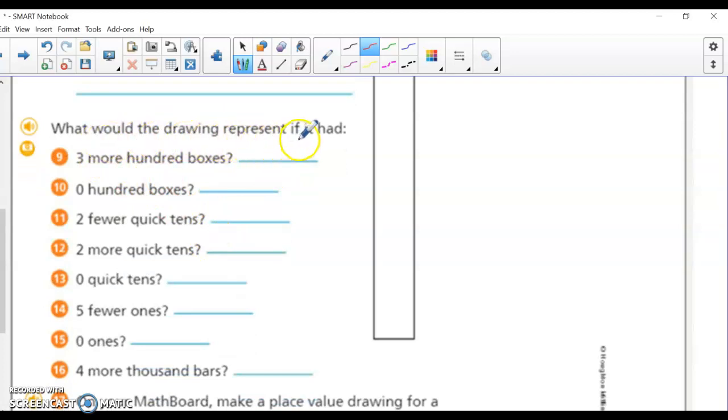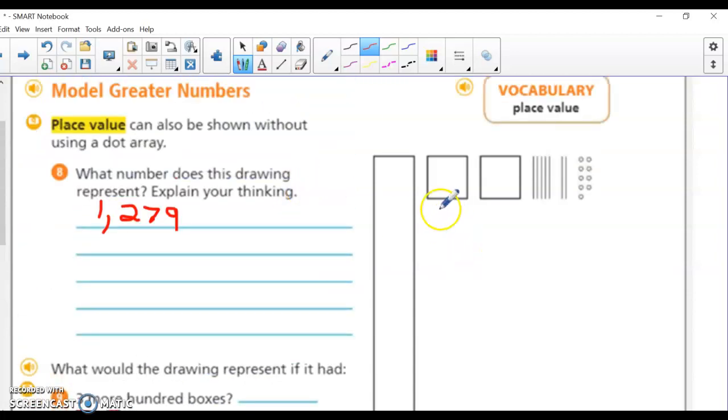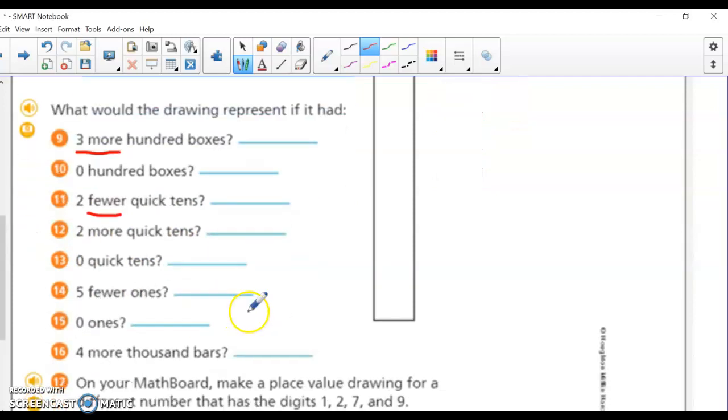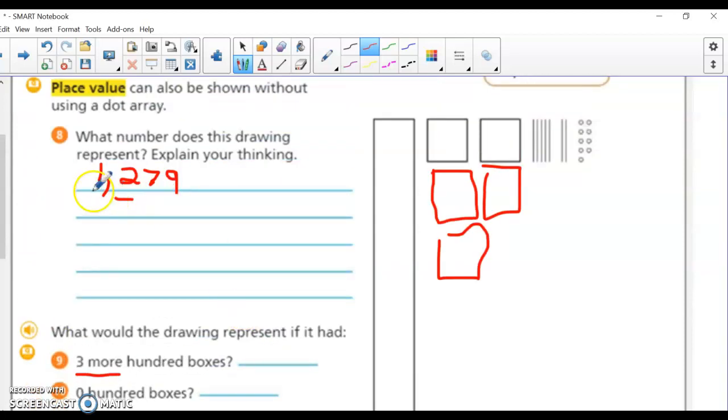So what I want you to start working on is here. What would the drawing represent if it had 3 more 100 boxes? Well, if I were you, I would just go in, and you could even draw those in if you want, or you could do this on your whiteboard. But if I had 3 more of these, 1, 2, 3, think about how that's going to change my hundreds place value right there. All right, so go in. More means you're adding them in. Fewer means you're taking them away. So try and figure out how this number is now going to change from 1,279.